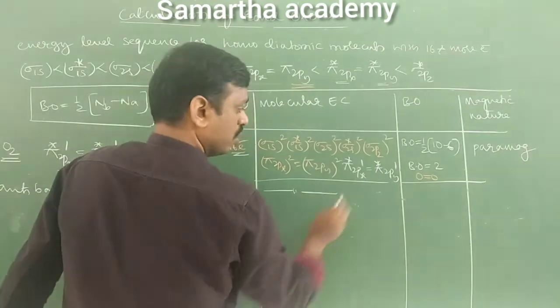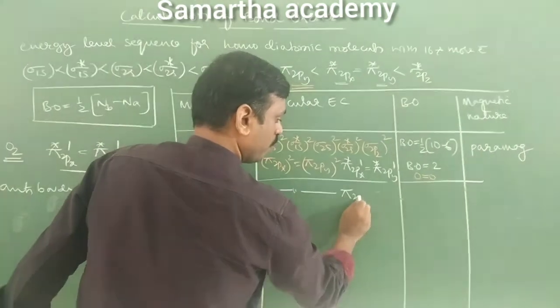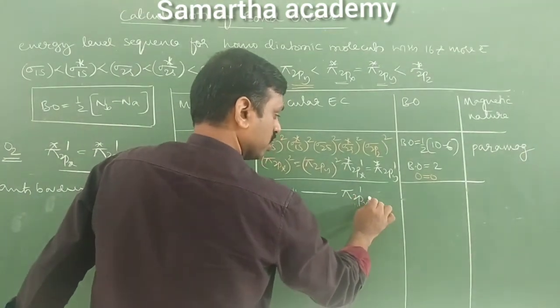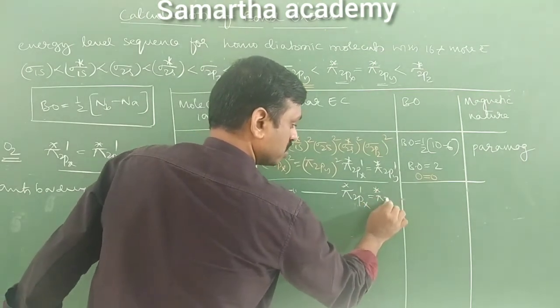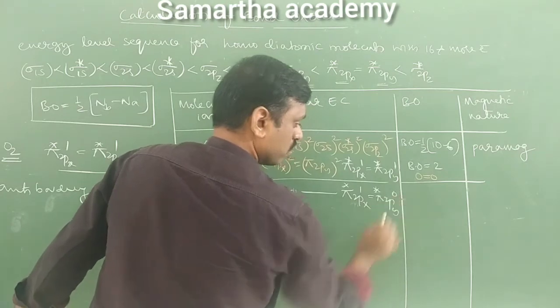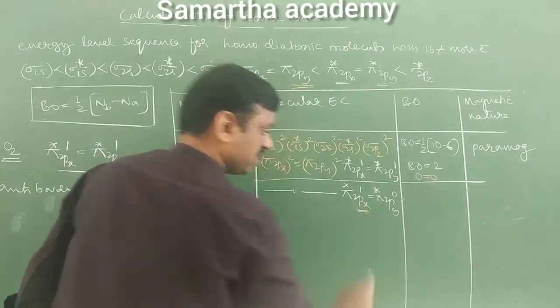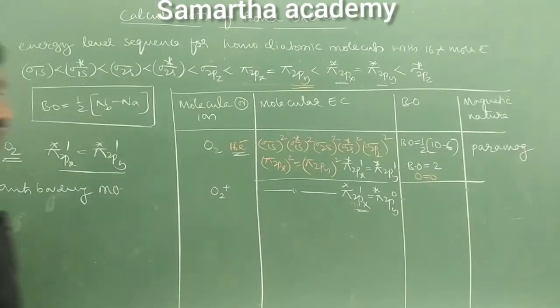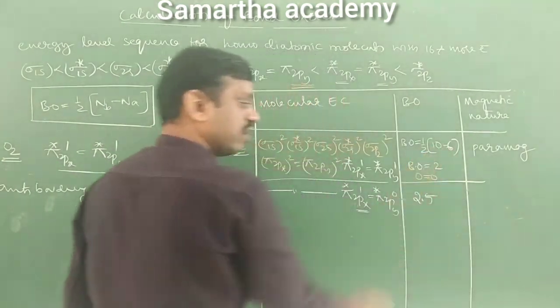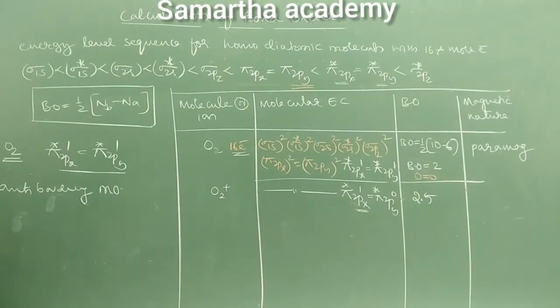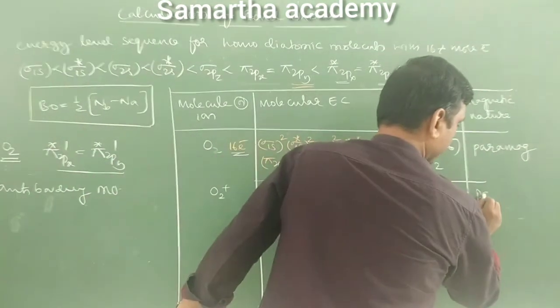Electronic configuration, the only difference is pi star 2px is 1. Pi star 2py is what? 0. There is only one electron present in anti-bonding. So therefore, what is the bond order? 2.5. Calculate here, 2.5. Next, what is the magnetic behavior? Para only.